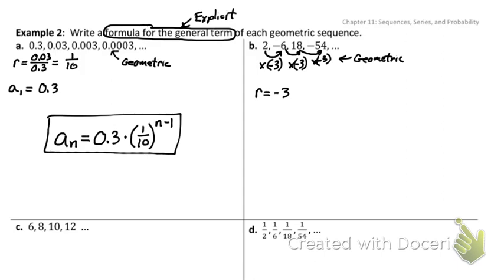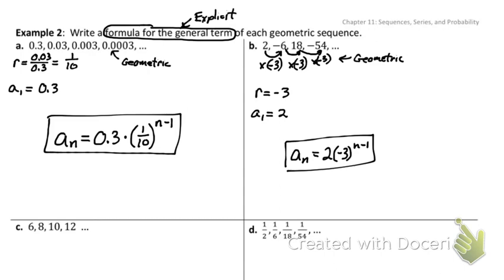Our first term is 2, which means our formula is going to be a sub n equals our first term, which is 2, times our r value to the n minus 1. So if it's alternating between positive and negative, we just got to make sure our value is negative to match that alternating. Every time you multiply by a negative, it switches from positive to negative.